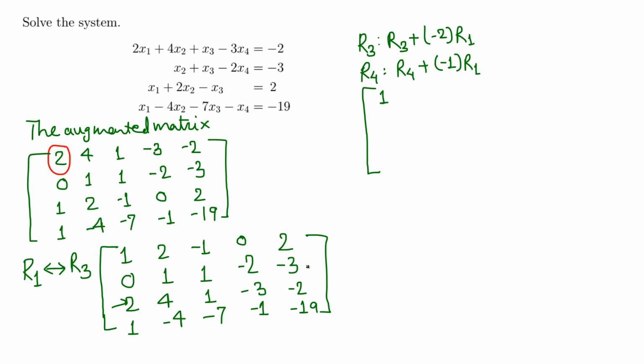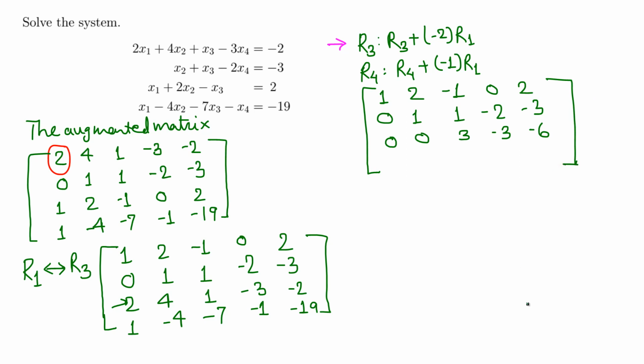R1 and R2 stay the same, so 1, 2, let me copy here. So here I just use this one. Okay, R3 plus -2 times R1. Now I'm going to do the same thing for R4. Then now I have the new R3 and R4. So 1, 0, 0, 0.